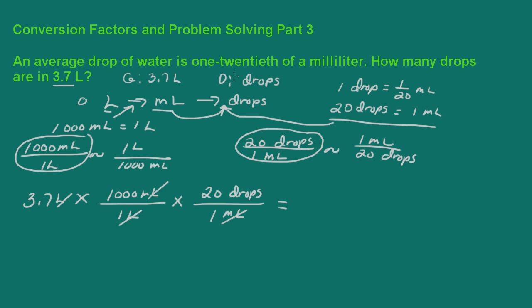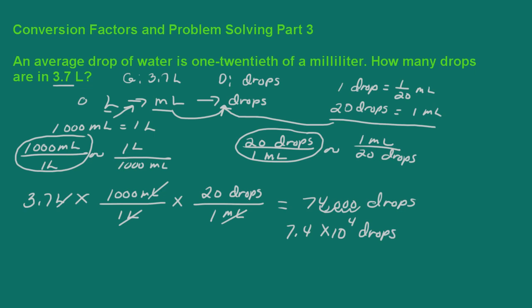So let's get that in here. That gives me 74,000 drops. Now, I could leave the answer like this because it does have 2 significant figures, so that's certainly not a problem. Or I could convert this to scientific notation. And if I did that, I'd move my decimal point 1, 2, 3, 4 places. I would have 7.4 times 10 to the 4th drops.